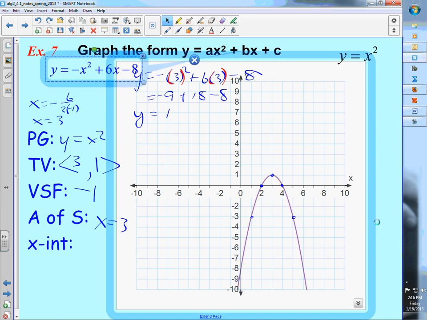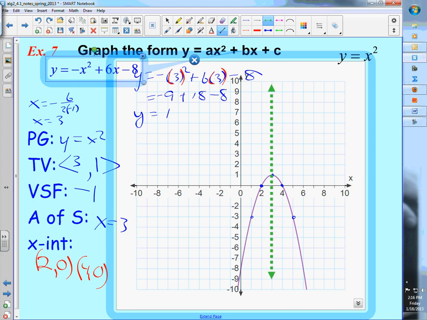If we connect those up, there's our graph. Easy to see the x-intercepts now. What are they? 0, other way. 2, 0, 4, 0. Remember, it's x comma y, and y is the 0 part. Axis of symmetry, should throw that in there too. Should look like that. Have fun now.